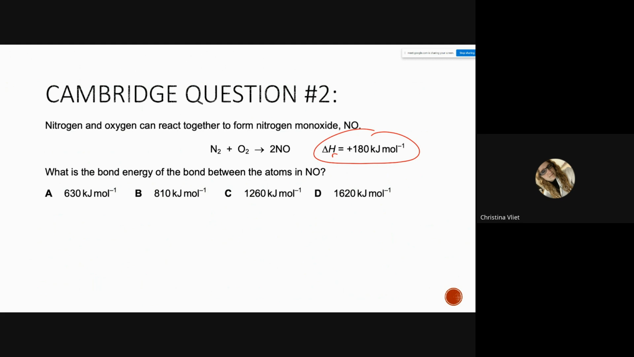Oh. All right. First of all, what's the first step we're supposed to do here? Draw the Lewis structure. So this would be N triple bond N plus O double bond O makes 2. What's the Lewis structure for NO? Nitrogen has how many valence electrons? 5, right? Okay, satisfy the octet rule. Bond here. Bond here.